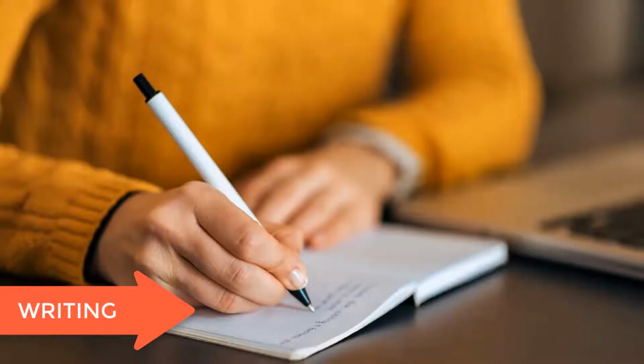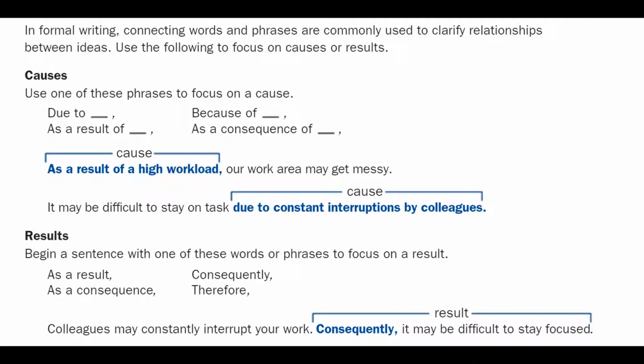Finally, in the writing section on page 96, you will find rules to connect words and phrases which are commonly used to clarify relationships between ideas, using the following phrases to focus on causes, such as due to, because of, as a result of, and as a consequence of. And for results, you can use as a result, comma, as a consequence, comma, consequently, comma, and therefore, comma.